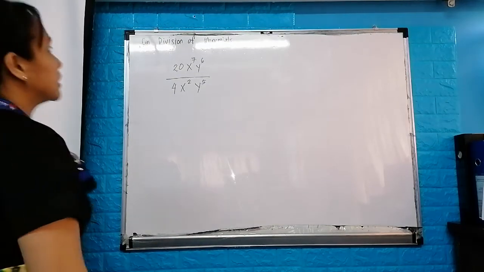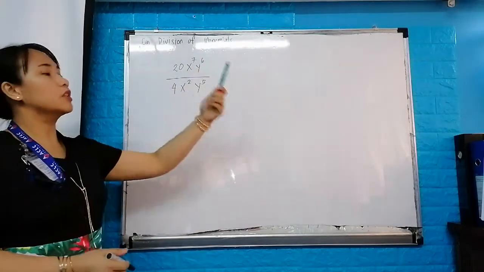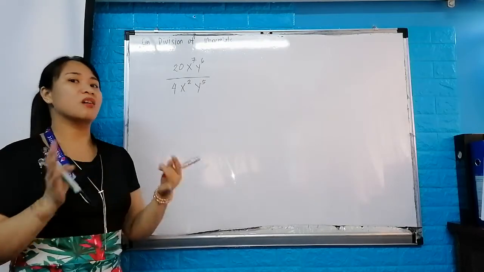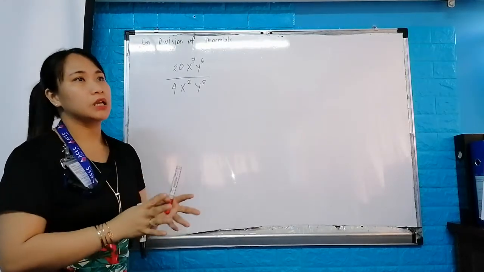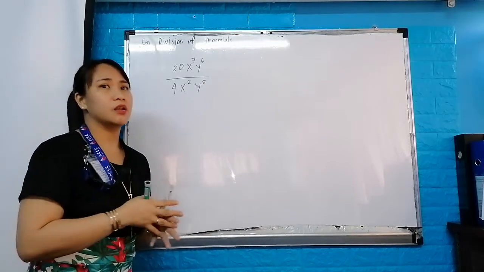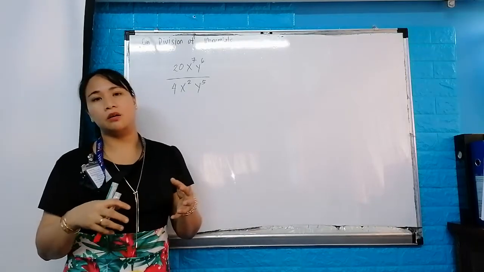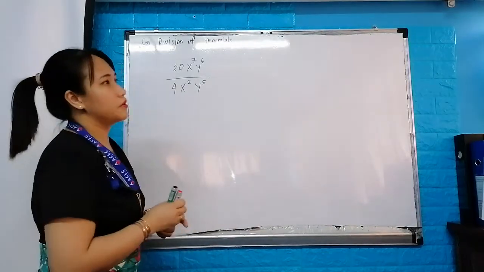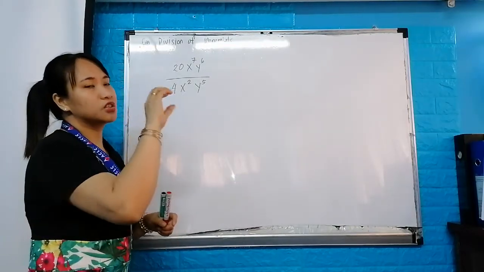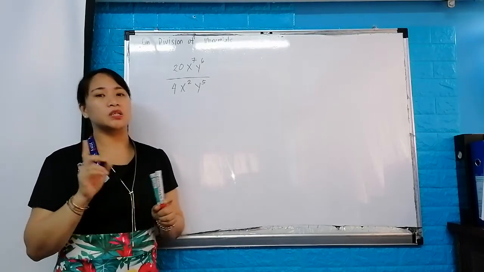Okay, let's proceed to the second topic, which is about division of monomials. We already know that a monomial has only one term, which includes the coefficient, the variables, and the degree. Sometimes we cannot see a degree, so we consider that the variable has only 1 degree. If you cannot see a number written on the top, the superscript, of a variable, it is always considered as one.